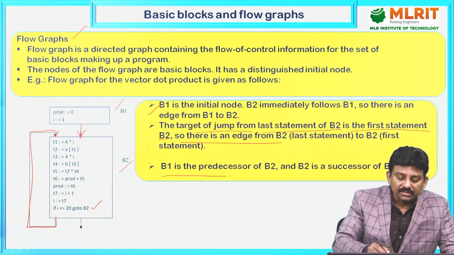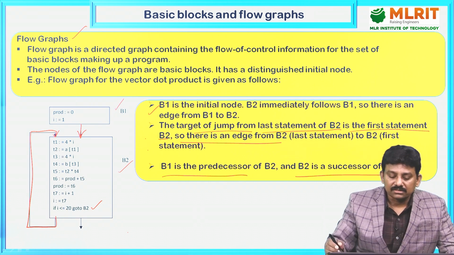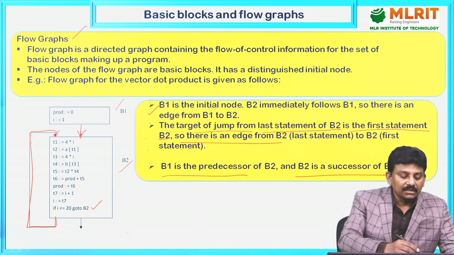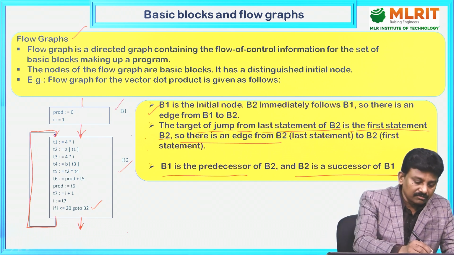Next, B1 is the predecessor of B2 and B2 is the successor of B1. Like that we can construct flow graphs. The control will enter here and leave here.